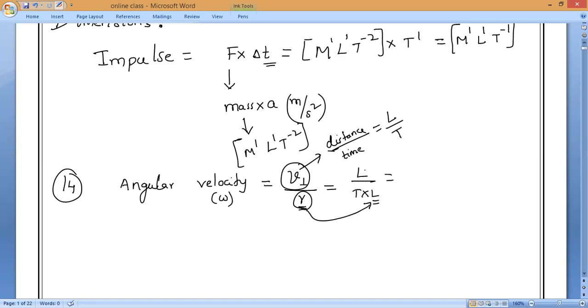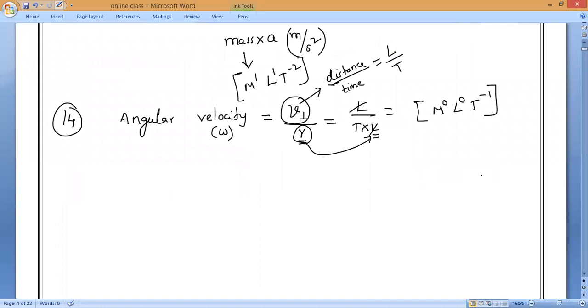So the dimensions will become L divided by T into L. Now if you write the dimensions, mass is not there, so that is M power 0. L will get cancelled, so L power 0. And 1 by T is there, so T power minus 1. That is the dimensions of angular velocity.